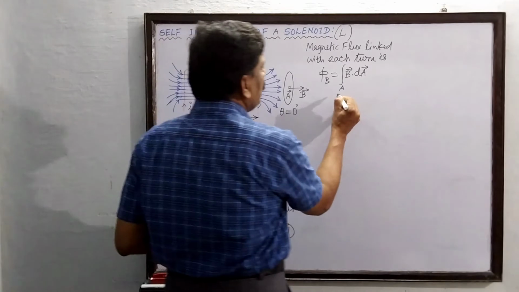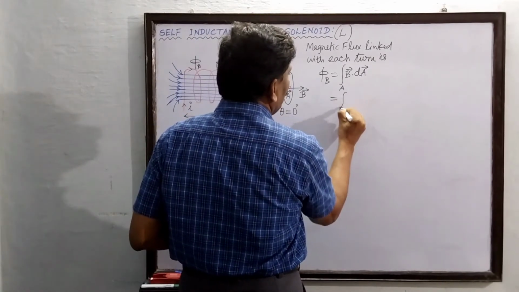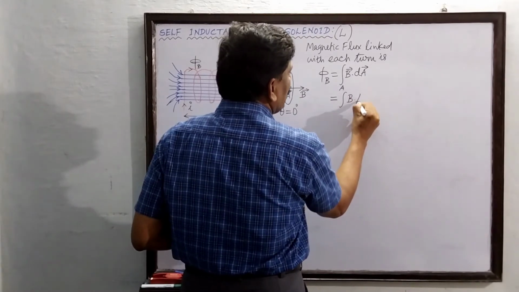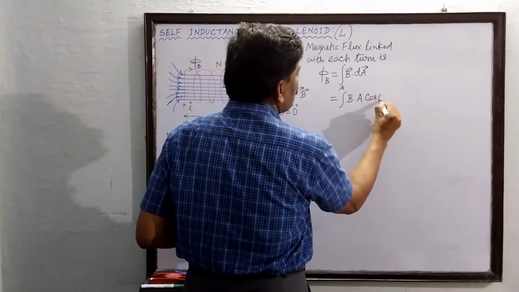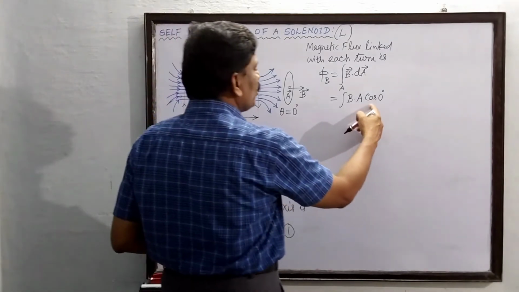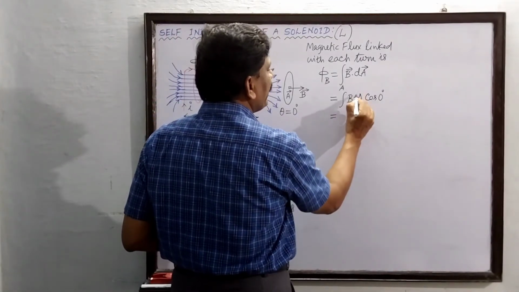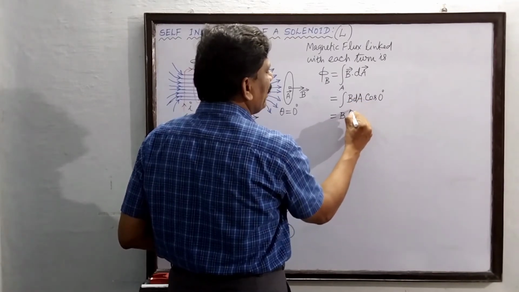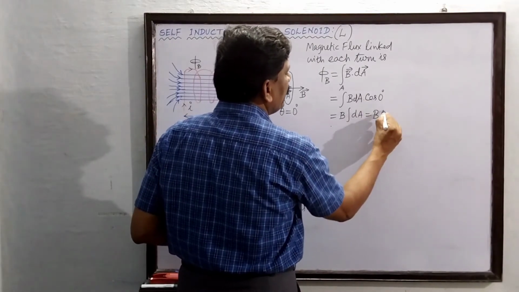So this is once again equal to integral of B into dA, which is the area A into cos of theta, cos of 0 degree. Cos 0 is equal to 1, and this is equal to integral of B into dA. Actually this is B into integral of dA, which will be equal to what? This is equal to B into A.